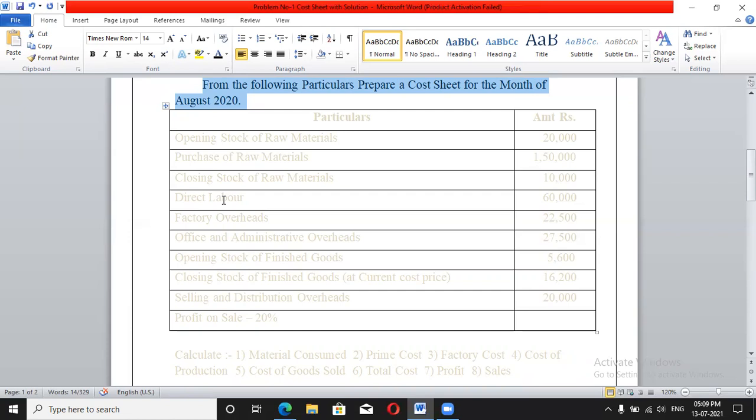No item goes up and down. We are going to prepare the statement of cost sheet according to the specimen or format. So you have to remember the format of such a cost sheet. This is the first column, which is called particulars, and this is the second column, which is called amount in rupees. The first figure given in this question is the opening stock of raw materials, and the amount is 20,000.